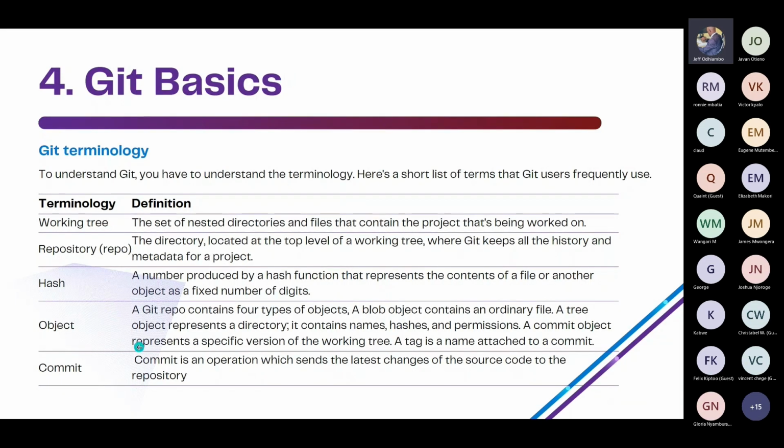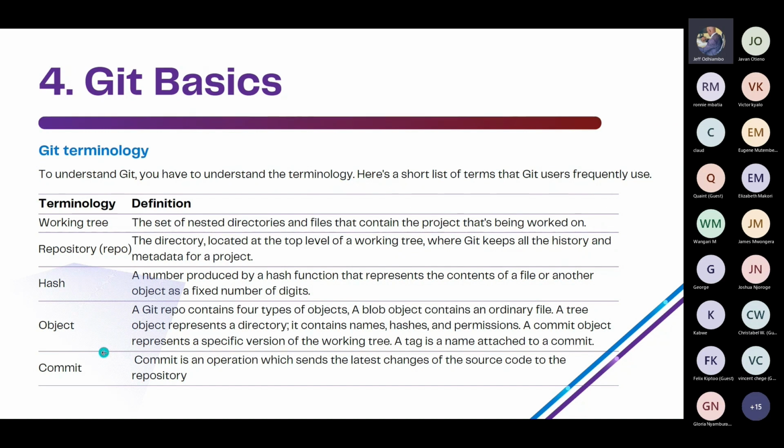So we also have an object. We have 4 types of objects in Git. There's a blob, which usually just refers to an ordinary file. Maybe let's say it contains an ordinary file. There's a tree. A tree is an object. There's a commit. It's also an object, and a tag is an object.